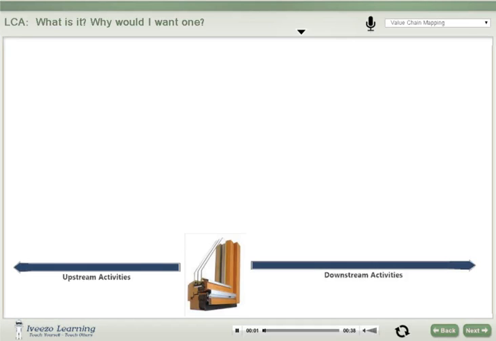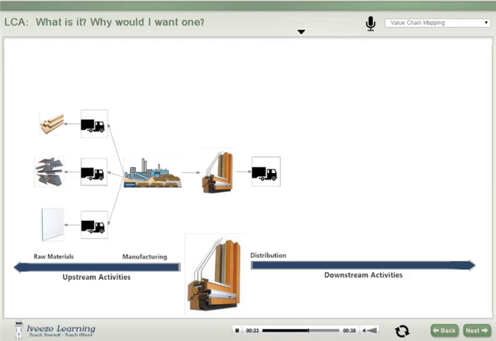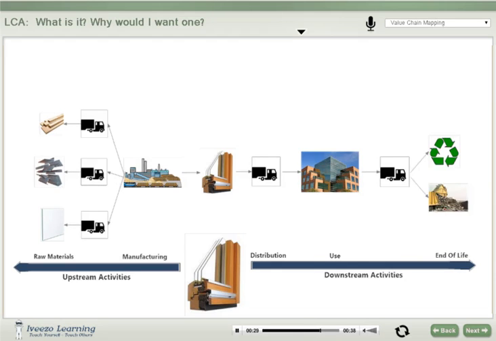Mapping a value chain involves looking at both the upstream and downstream activities in a product or service's life. If we were mapping the value chain of a window, the upstream activities would include the manufacturing, the transport of raw materials to the manufacturing facility, and the raw materials needed to make the window, such as the wood, aluminum, and glass shown on screen. Downstream activities would include the distribution and the use and final transport to end-of-life activities, such as recycling or landfill.